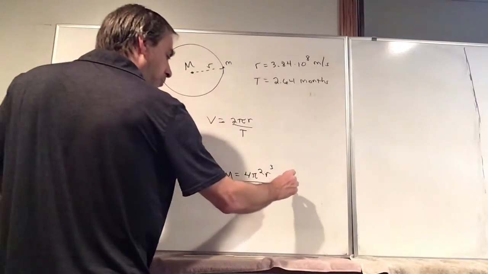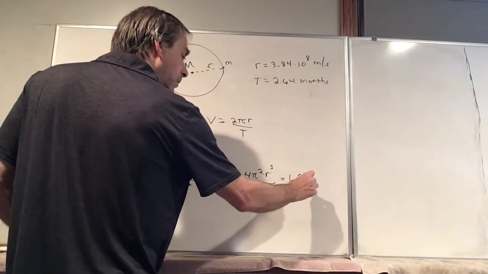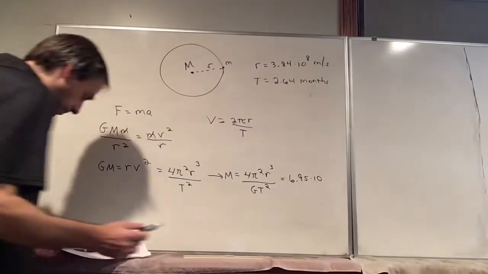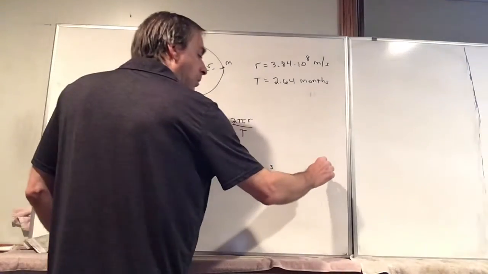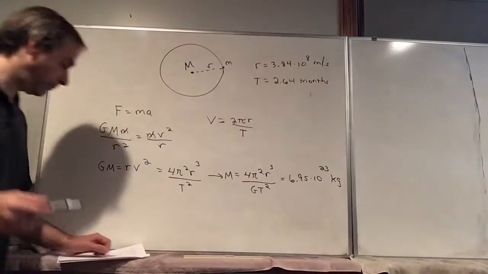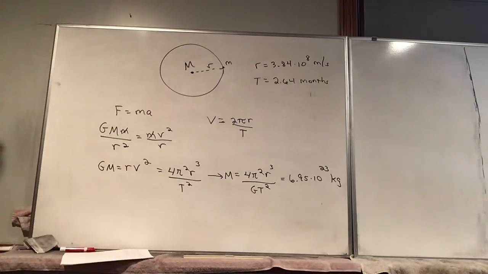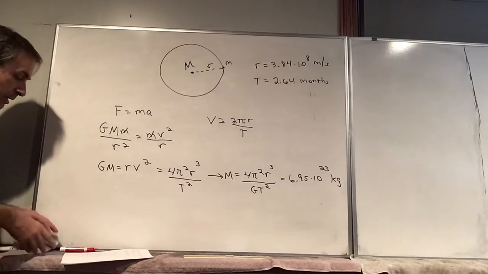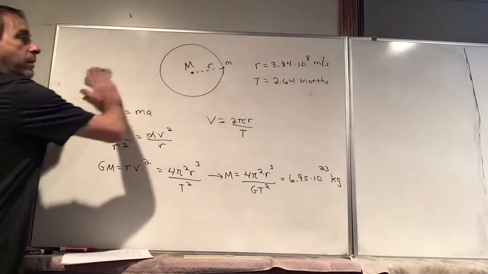And if we plug in the numbers, we get about 6.95 times 10 to the 23rd power kilograms. So that's Kepler's law there. All right, so let's move on to problem 12.